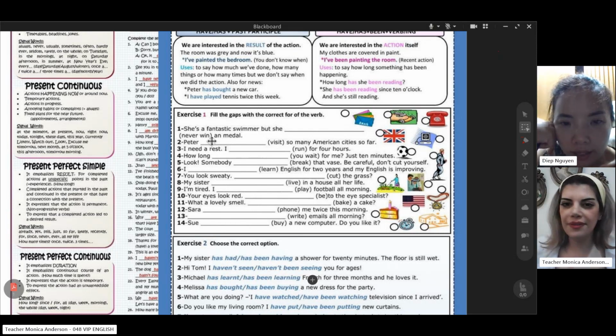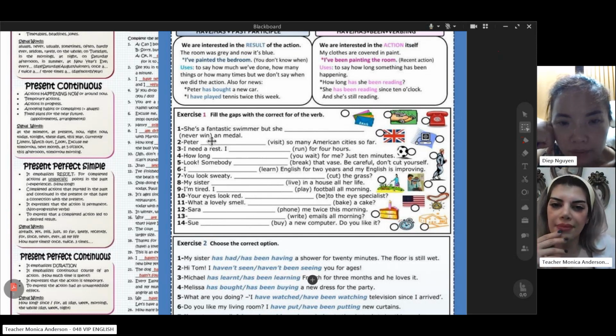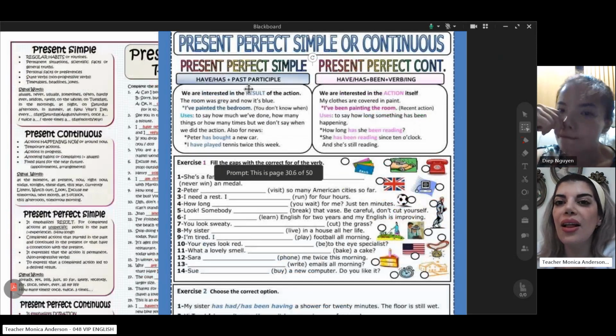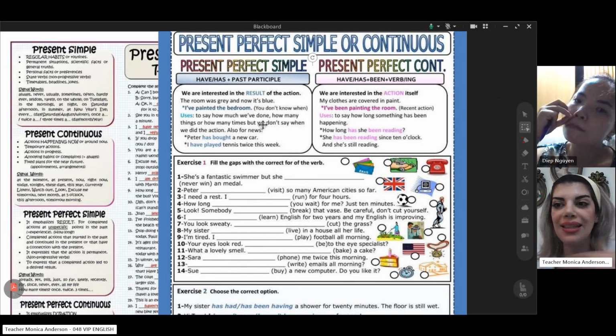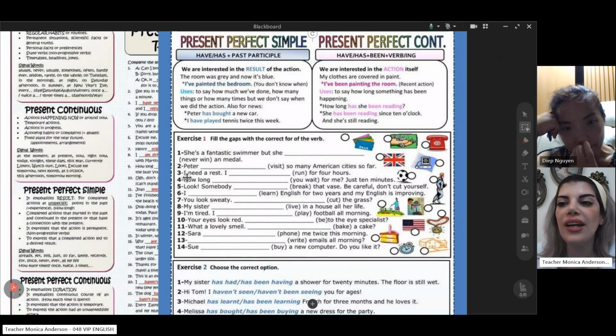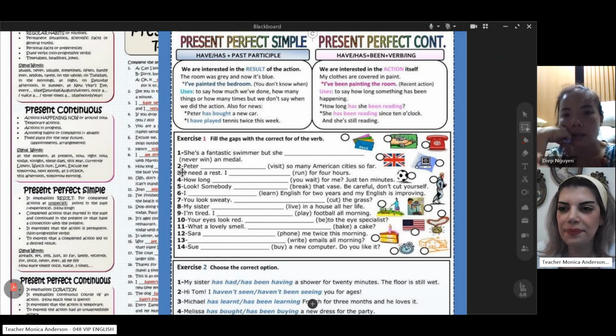So that's present perfect and present perfect continuous, right? I have been learning English for 2 years and my English is improving. When you have been, this is the active form of present perfect continuous: subject, have or has, been and the -ing form of the verb. So I have been learning. Yeah, I've been learning.